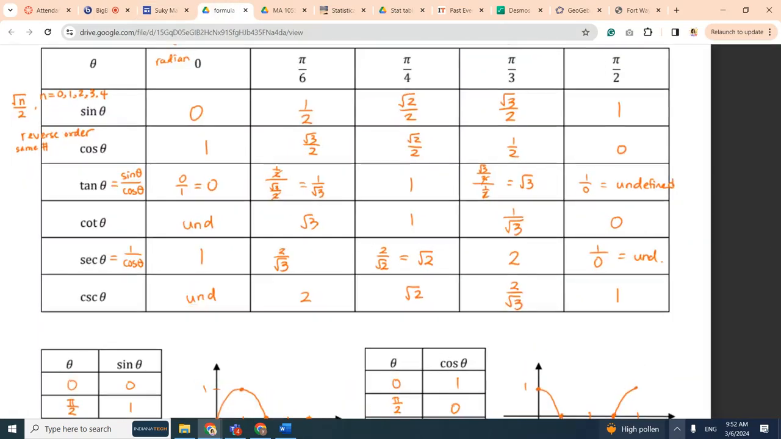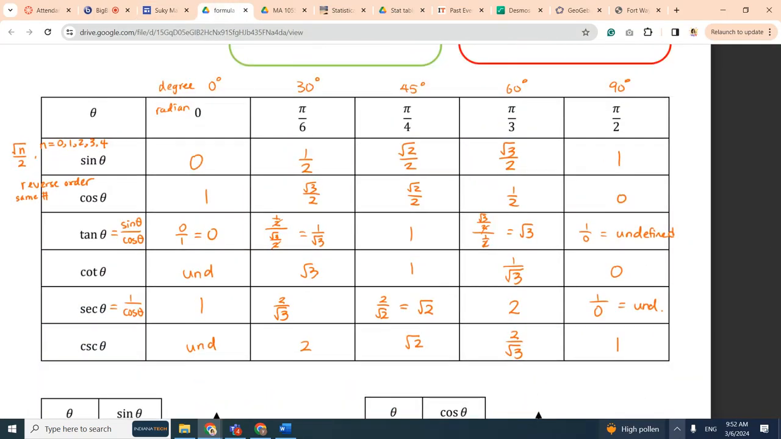I can show you here. This is the pattern. Just remember this one. Then you plug in n as 0, 1, 2, 3, 4. Do you see when you plug in 0, you get 0. When you plug in 1, you get 1/2. When you plug in 2, root 2 over 2. When you plug in 3, root 3 over 2. When you plug in 4, square root of 4 is 2, and 2 over 2 is 1. So that takes care of the first row.